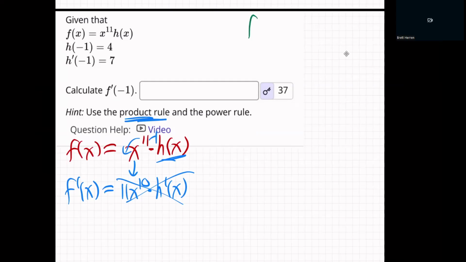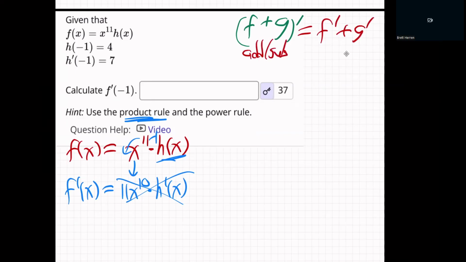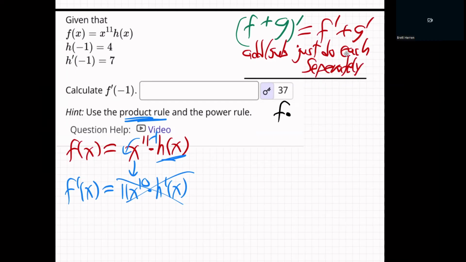If you have two functions, f and g, added or subtracted, let's just say added, f plus g, and you want to take the derivative of them, you just take the derivative of the first part, and you take the derivative of the second part, no big deal. Added, subtracted, just do each separately. So, no big deal. But it is a big deal if instead of that, you have two functions multiplied.